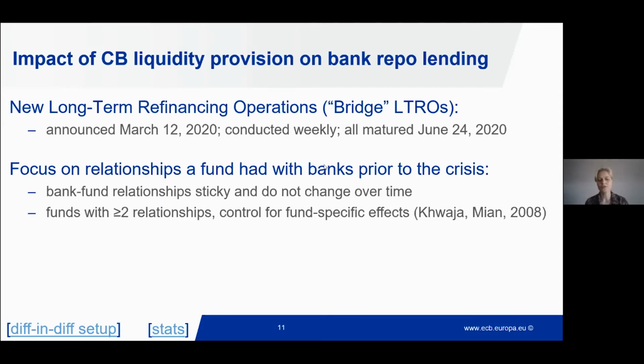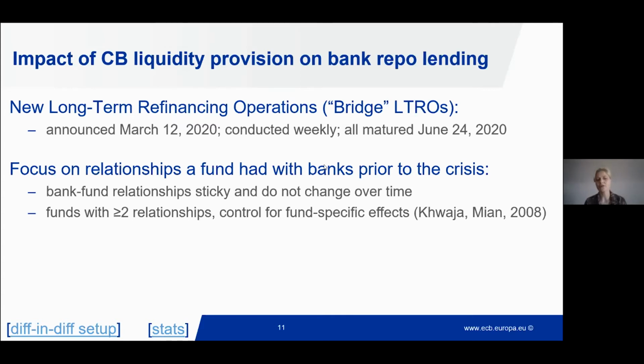We are going to focus on the relationships that a fund had with banks prior to the crisis. So we're going to look at our transaction level data for the repo market transactions between banks and funds. We're going to look at bank lending to funds, and we are going to zoom in on the relationships that a fund had with banks prior to the crisis. These relationships are very sticky. They do not change over time. Certainly, there are no new relationships formed during the crisis period.